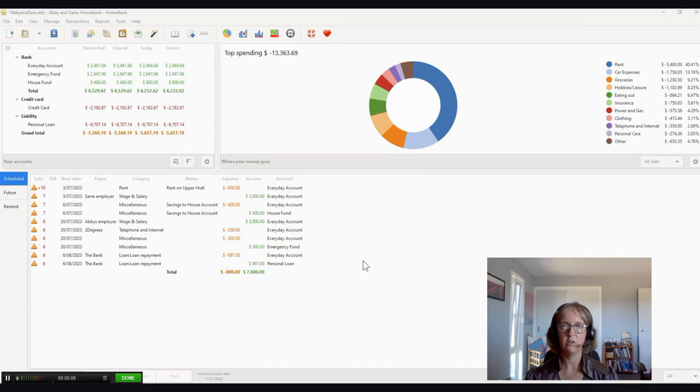A couple of you have asked how we do budgets in Homebank, so I'm just going to show you how to do that, and we're going to focus on doing one for our fictional characters Abby and Sam.